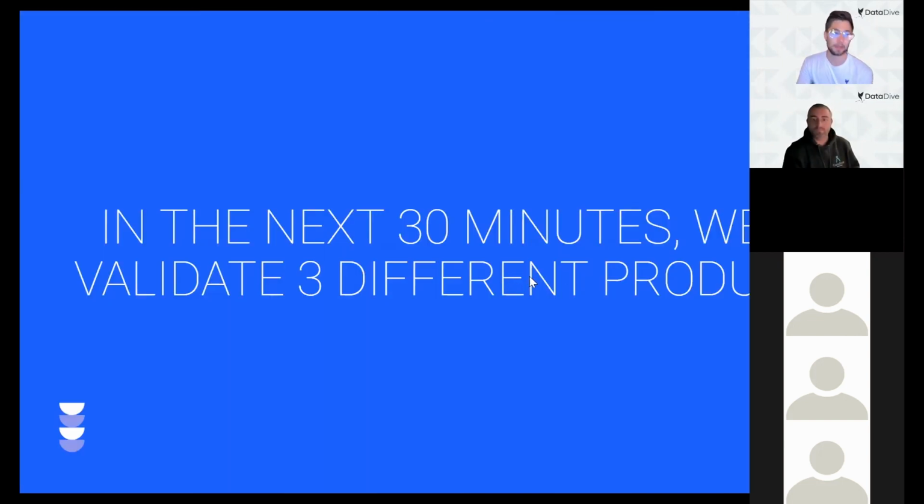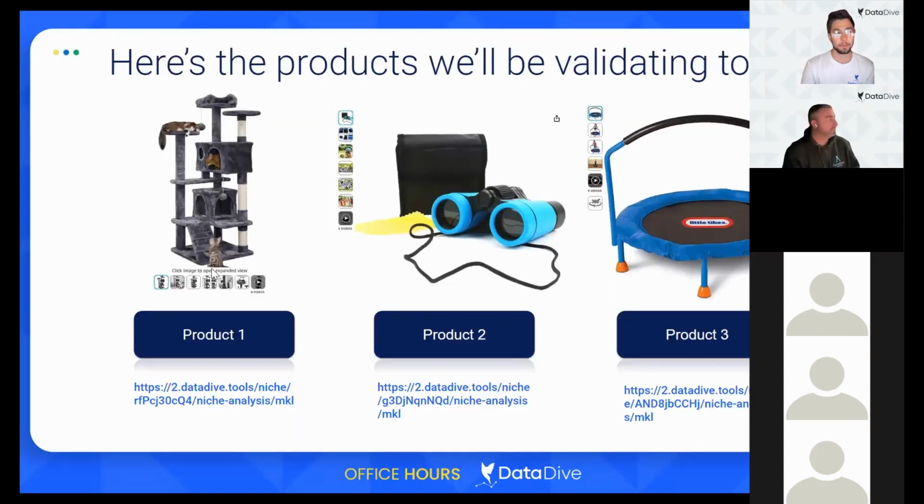I think we're doing pretty good on time. So in the next 30 minutes, we're going to validate 3 different products. And the products we have today, product 1 is a cat tree, product 2 is kids binoculars, and product 3 is this mini trampoline for children.